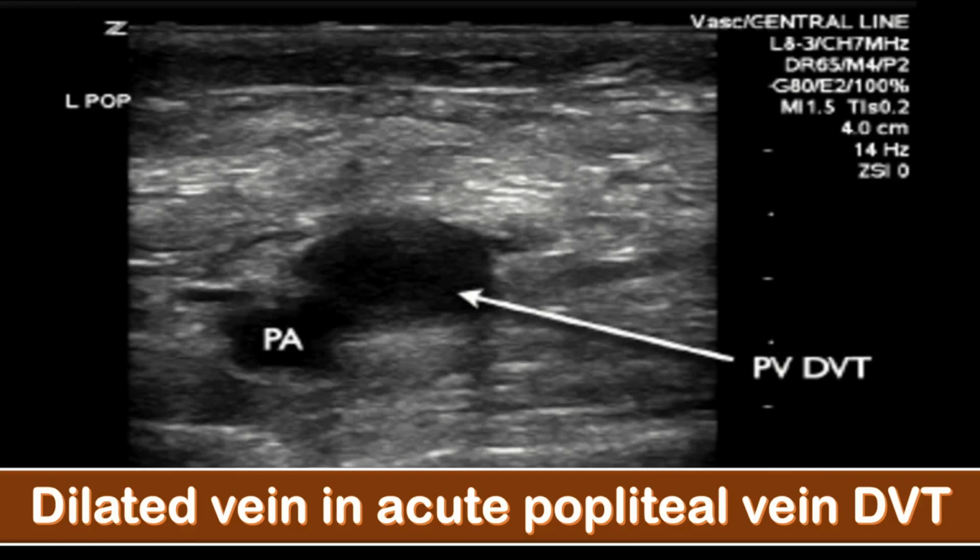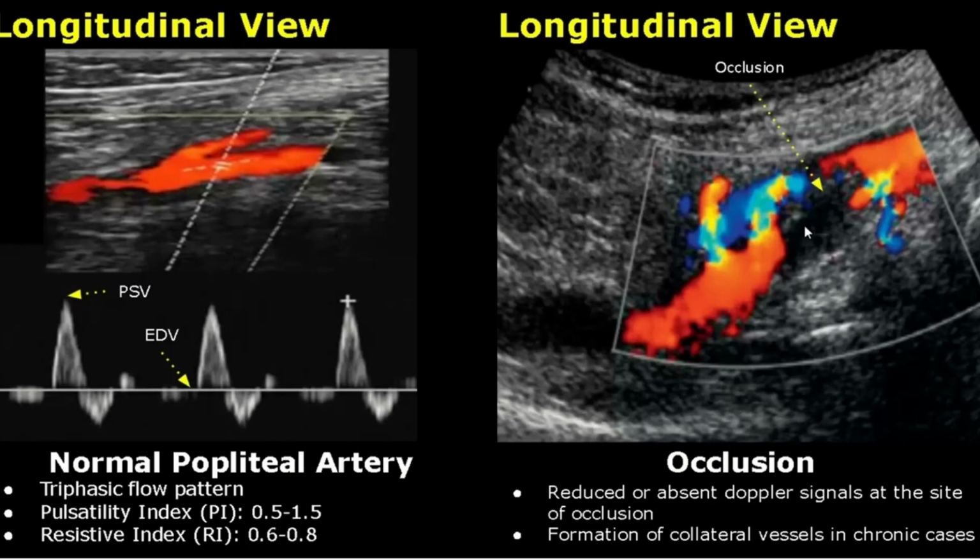Absent or reduced color Doppler flow means that little or no blood flow is detected within the vein on color Doppler ultrasound because the vein is partially or completely blocked by the thrombus or the blood clot.